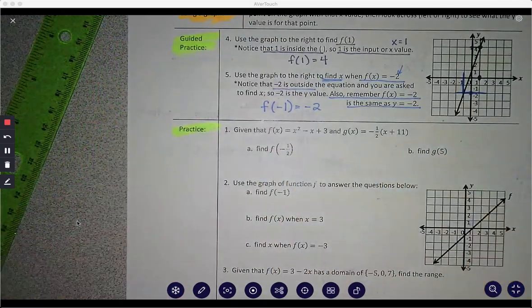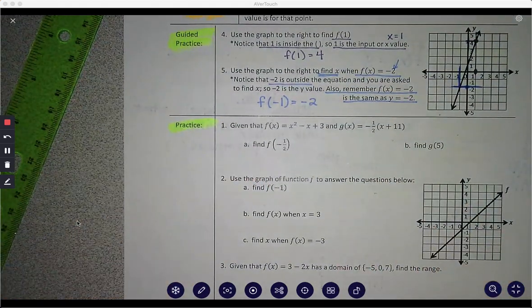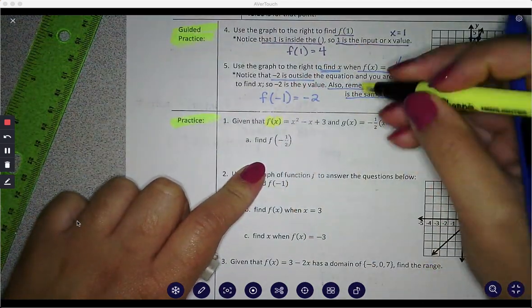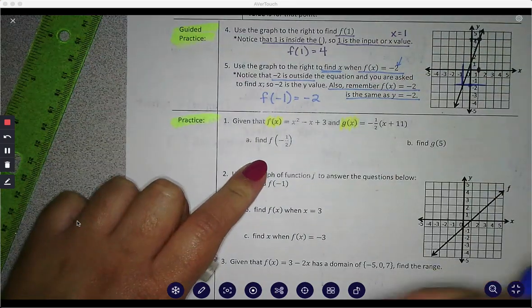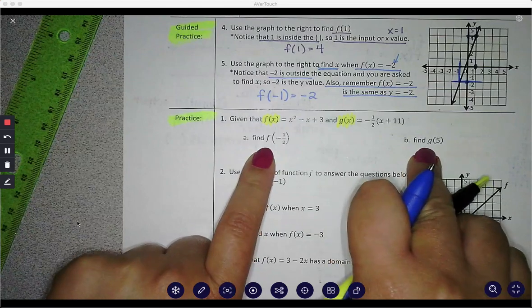So let's go ahead and look here. Given that f of x equals x squared minus x plus 3 and g of x equals -1/2 x plus 11, find these two different things. Last year, this problem, or a problem very similar to it, confused people like you wouldn't believe. The reason it confused people is kind of funny, but also kind of concerning. We have one equation that's f of x and one equation that's g of x, and in these two examples, I tell you explicitly which equation to use.